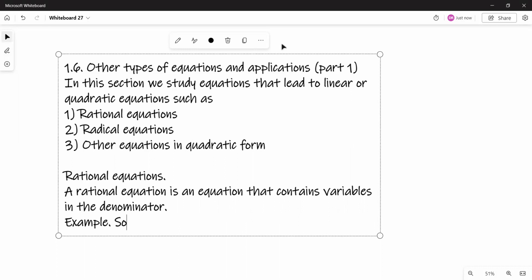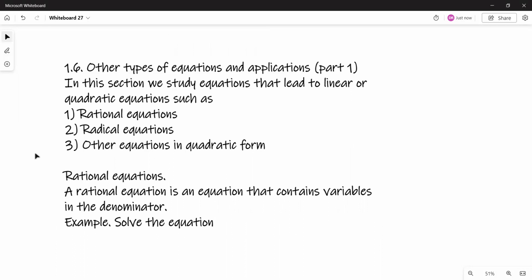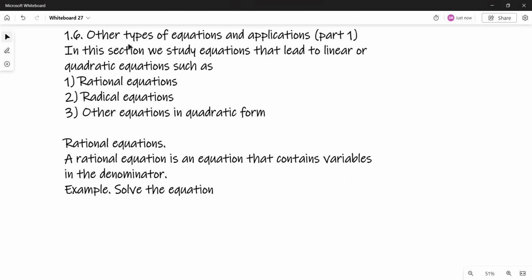We're going to solve the equation x over x plus 2, plus 2 over x squared plus 5x plus 6, equals 5 over x plus 3.